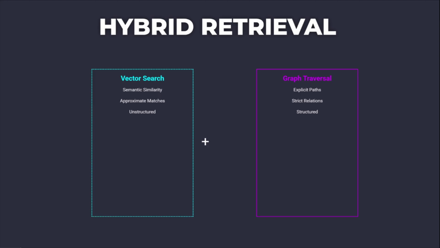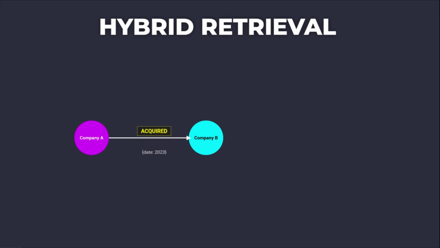Entity extraction requires high-precision named entity recognition models. Relationship extraction uses open information extraction or trained relation classifiers. For example, extracting Company A acquired Company B in 2023. This yields the triplet Company A acquired Company B.